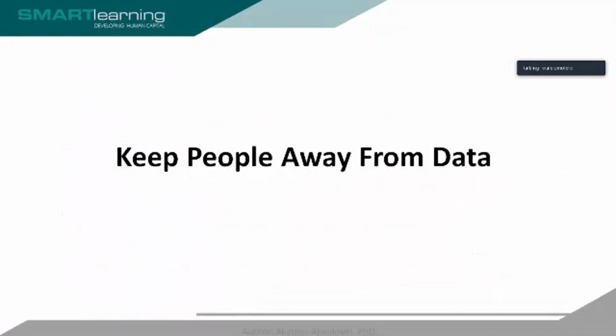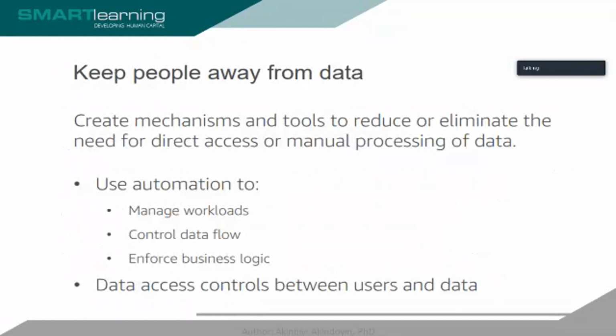Right. So how do you keep data away from people? How do you lock data away from people? That's next. Create a mechanism to reduce or eliminate the need for direct access or manual access to data. It's just based on a need-to-know basis. You don't open data to everyone within your environment, just people that actually need access to that data. And you can time-box them. You only have access to this for a certain period, and after that, your access expires and you have to reapply. Use automation to manage workload and enforce business logic.